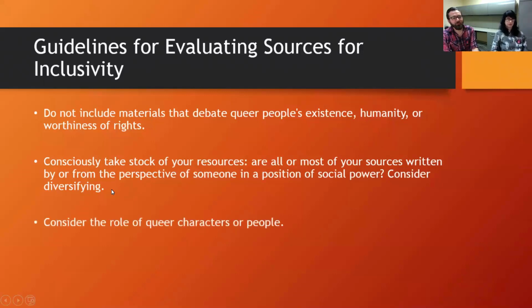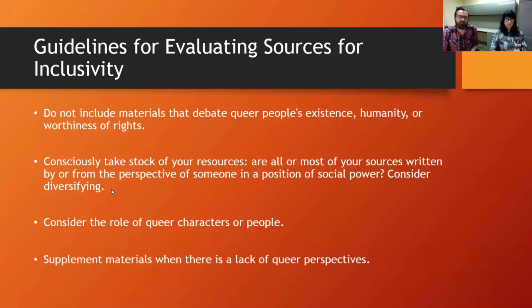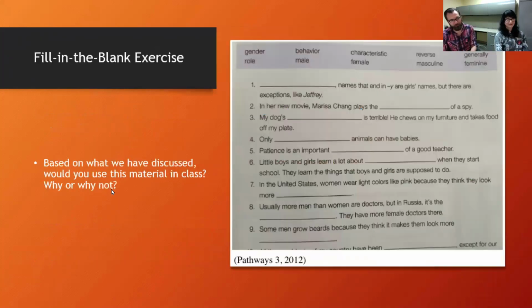Okay. So this applies more for the longer narratives, but for considering the role of queer characters or people in the materials you're using, sometimes that role can be less agentive, less important, and just their identity is being used. And we'll see some examples of what that is too. And finally, when there are materials that you have to use, or materials that are not horrible materials, but there is a lack of queer perspectives, you can supplement materials when needed. And so part of this is judging when to supplement materials and when not to. Yeah, that's about it for this.